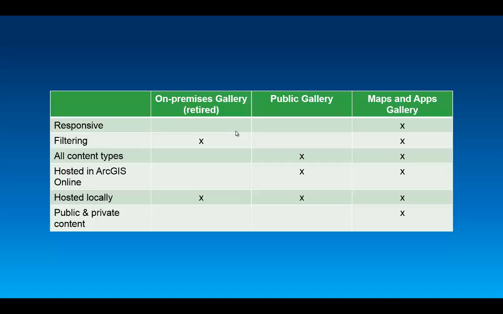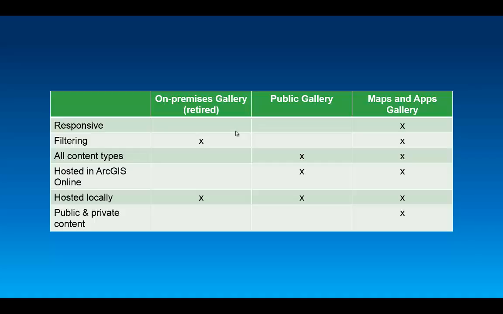There is an existing template in ArcGIS Online. It's been there for a while, the public gallery, which has some additional functionality. It provides access to all of the content types. It is hosted in ArcGIS Online, and the code is available to be downloaded and hosted on a local web server. Again, it is limited to private content only, and it isn't a responsive application. It also doesn't have any filtering or way of restricting which types of content are being viewed in that application at any given time.